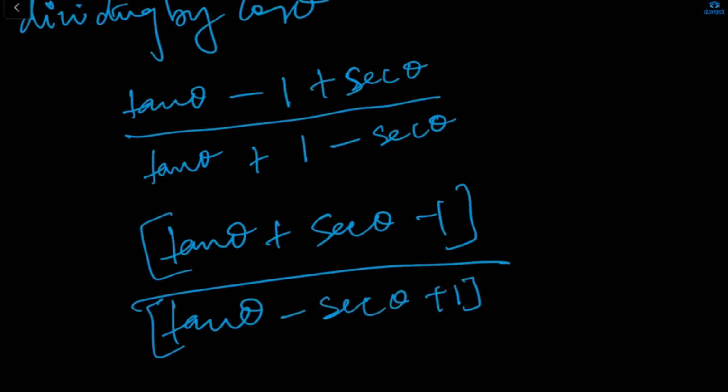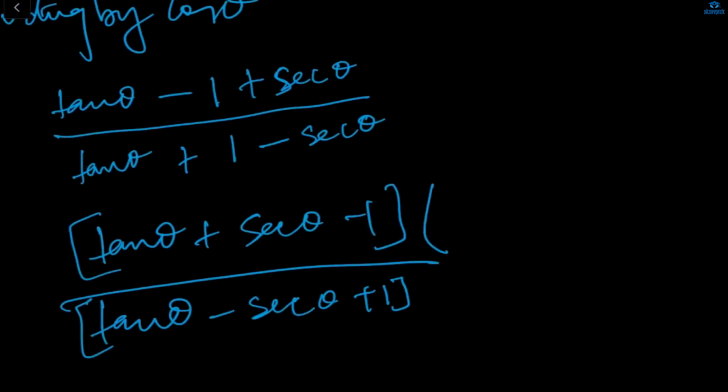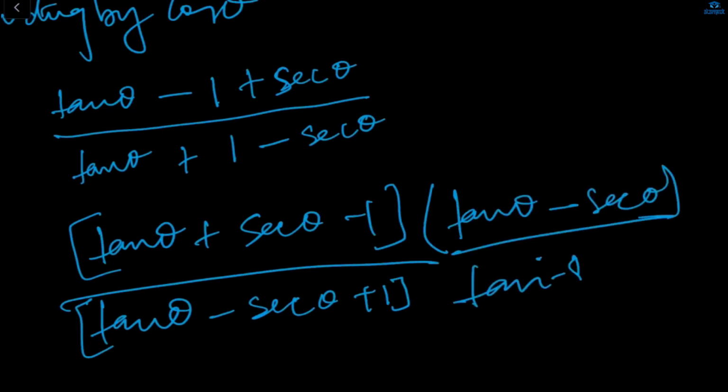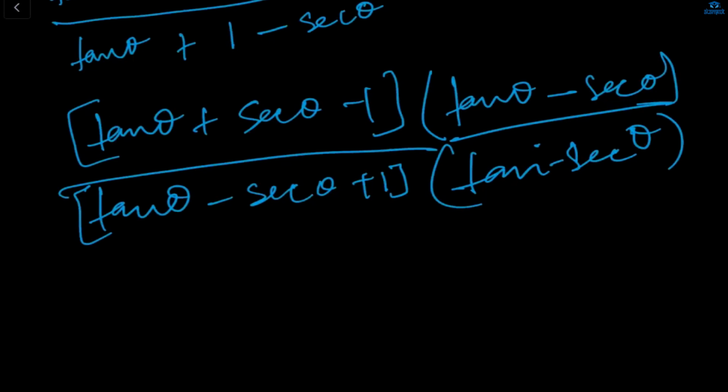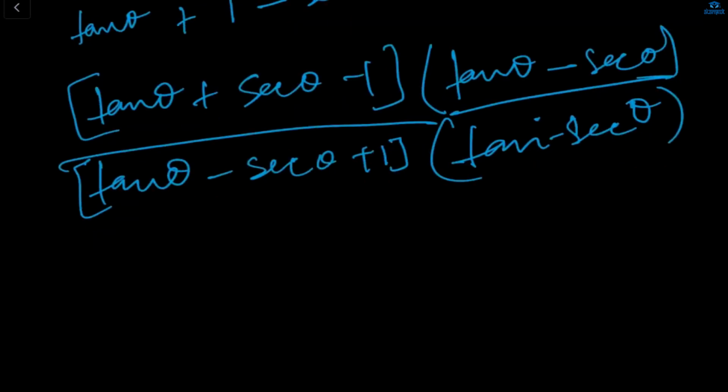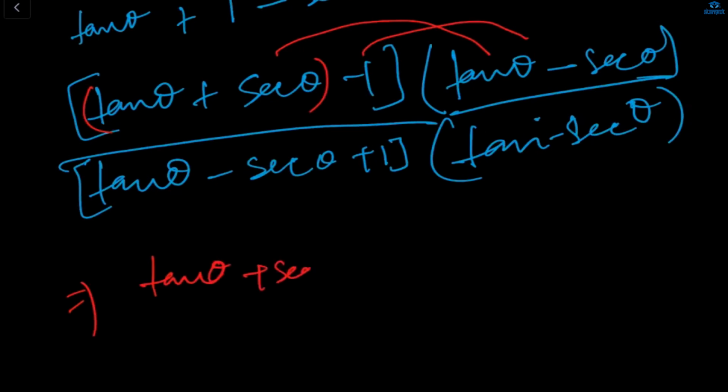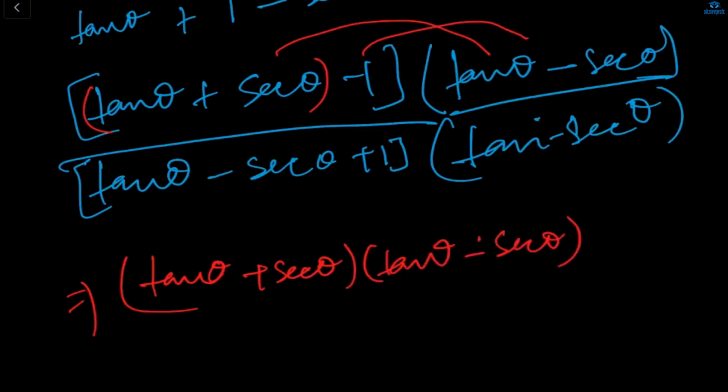Now to further simplify it, I am multiplying numerator and denominator both with tan theta minus sec theta, so that I can have the identity of tan square theta and sec square theta. If you multiply with tan theta minus sec theta in the numerator, this term will be multiplied first with this, and then this will be multiplied with this. So what will be our answer? We'll get tan theta plus sec theta in one bracket, which I will multiply with tan theta minus sec theta. I'm writing the complete statement, don't get confused. And the other one will be minus sec theta.